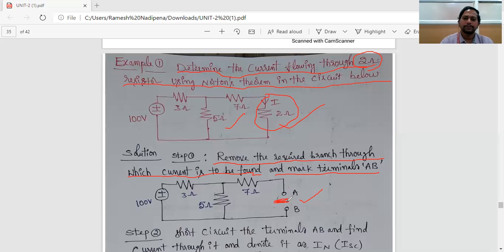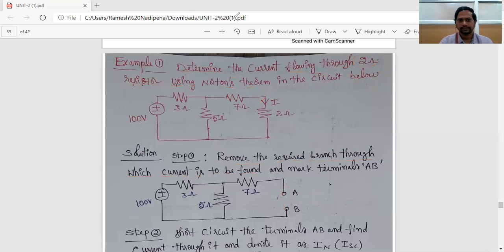Now step number 2: we have to short circuit the terminals AB and find the current through it. Step number 3: find the equivalent resistance across AB terminals. Step number 4: the short circuit current is a current source in parallel with Norton's resistance. Step number 5: connect the removed branch across the terminals AB and find the current through it using the current division rule. That is the procedure. I'll explain each and every step.